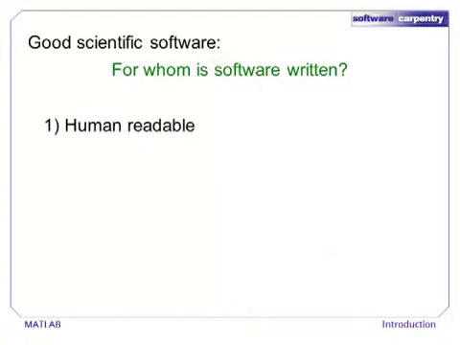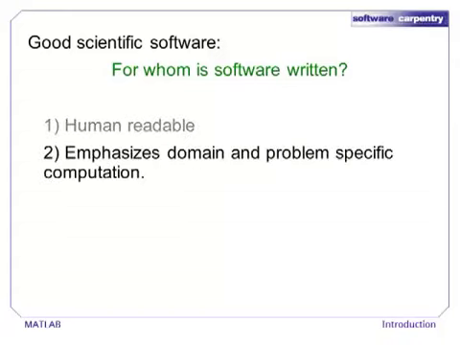Software written for humans is, first of all, written in a readable format. The structure and purpose of code should be obvious. Software written for humans emphasizes what is important. Usually, we write code to solve particular problems in particular domains. Good code should emphasize those domains rather than the low-level algorithms that are utilized.